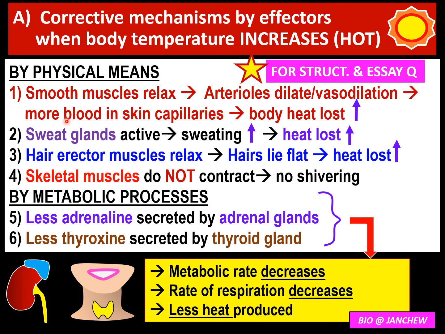So more blood will flow in the capillaries near the surface of the skin, so that more body heat will be lost from the blood by conduction and radiation. Secondly, the sweat glands will be active and produce more sweat. When the sweat evaporates, it will first absorb the heat from the body and then it will evaporate. So this will cause heat loss to be increased. The heat lost will be more from the body.